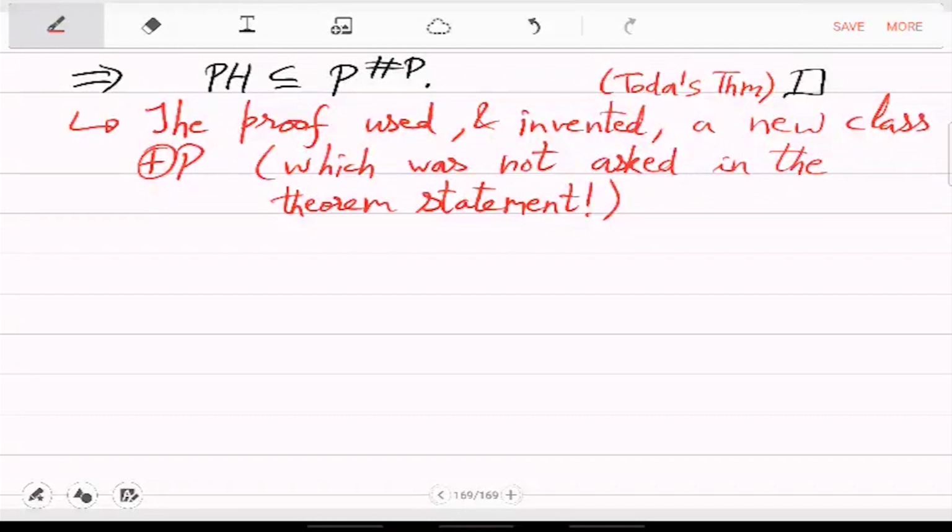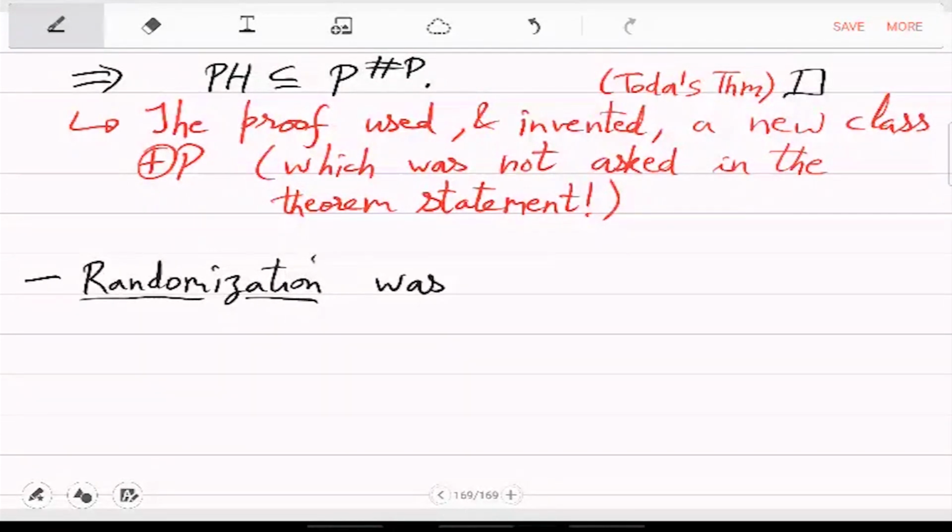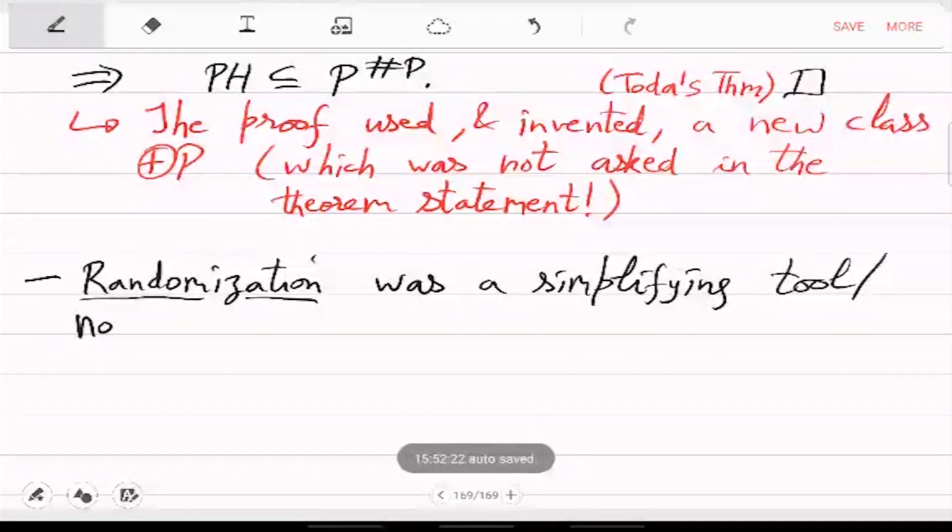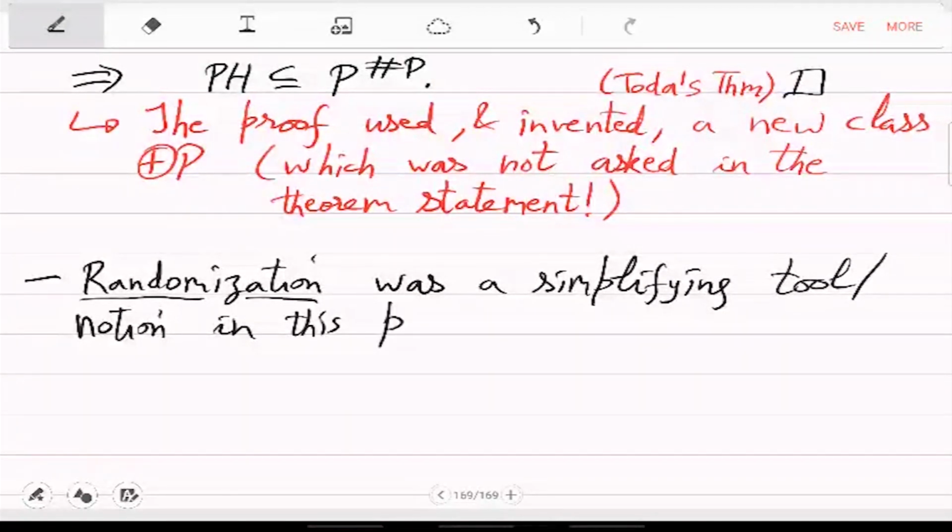Okay, so this is why it's a very interesting proof. Although it's a long proof, it actually invents complexity classes and methods. You used hash functions, for example, and randomization itself is something new here in the proof. So randomization here was a simplifying tool or notion in this proof.